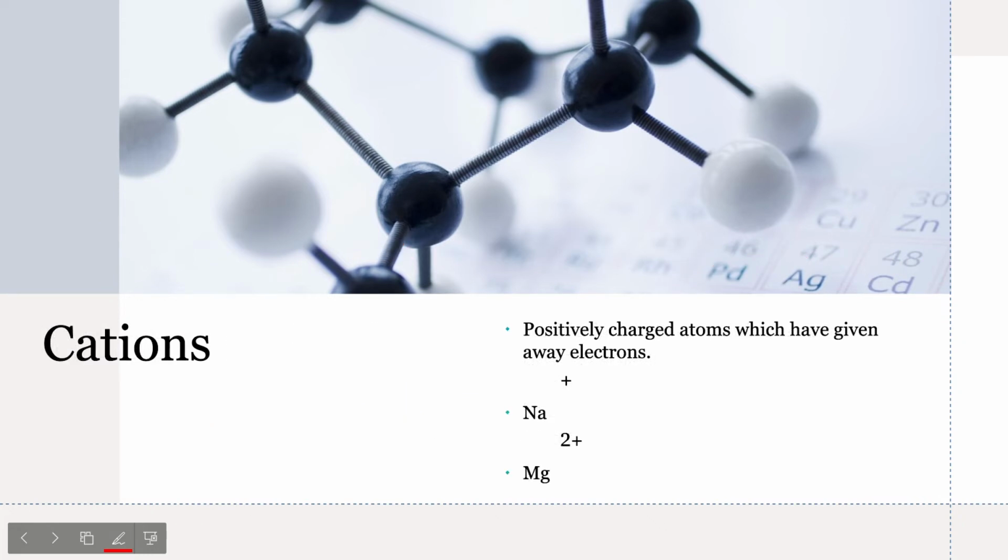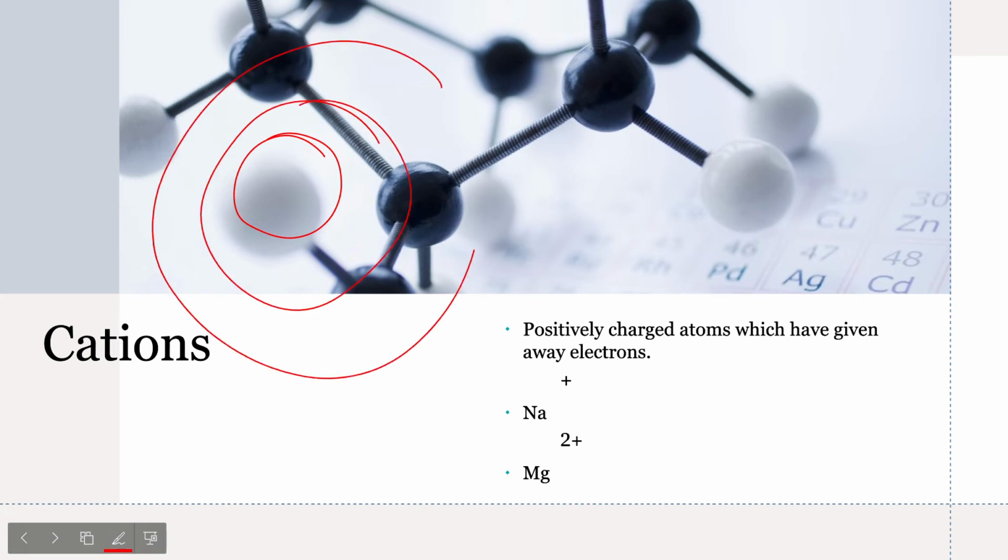Cations are positively charged atoms which have given away electrons. Now remember, atoms can only give away electrons or take in electrons. They can't throw out their protons or take in protons because the protons are packed inside the nucleus. However, the electrons are just roaming outside in these shells. And remember, the electrons can only run away from the last shell. And the electrons cannot be found in any other shell if the first shell or the shell before that is not fully filled to its limit.